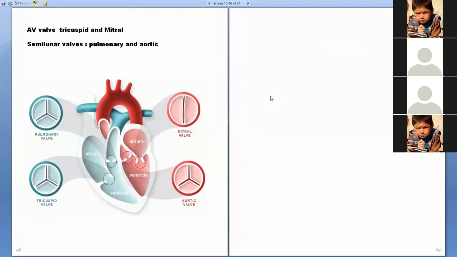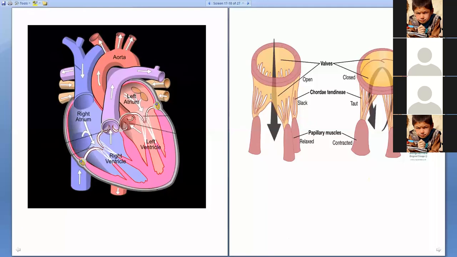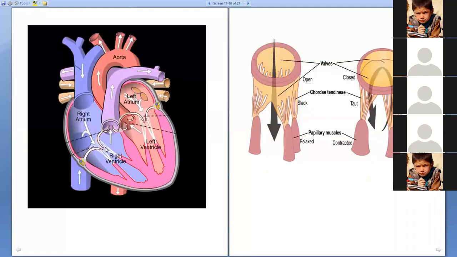Okay, so what is the significance of these valves? What is the importance of these valves? As you can see in this picture, these valves are attached to the ventricles with ligaments. This ligament is called chordae tendineae. I will type it here so you understand. Okay, you can see in this picture, chordae tendineae.